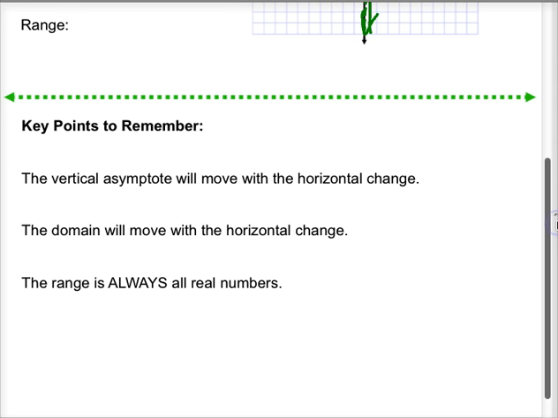All right, so just some key things to remember. The vertical asymptote will move with the horizontal change, just like the domain will move with that horizontal change. And I want you to remember that the range is always all real numbers. You can pick any y value to use in this case.